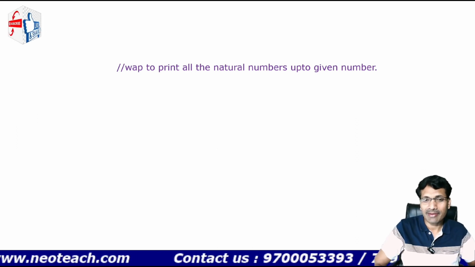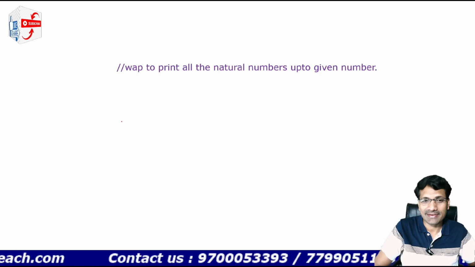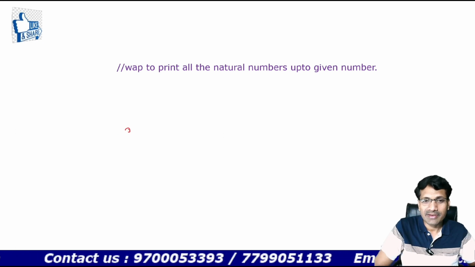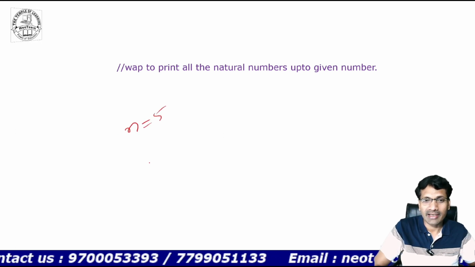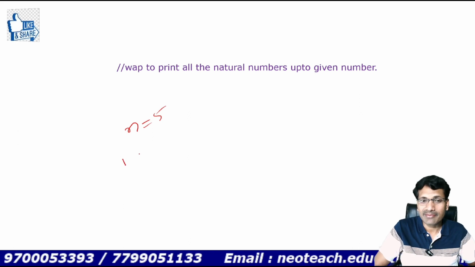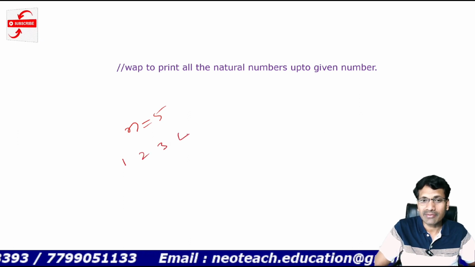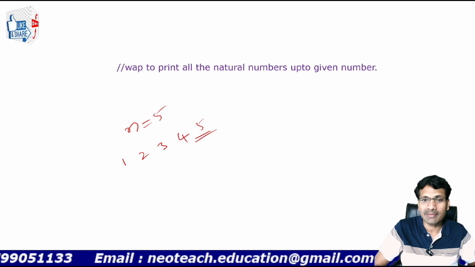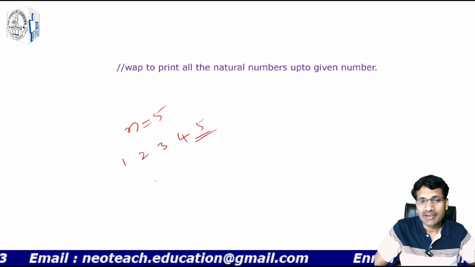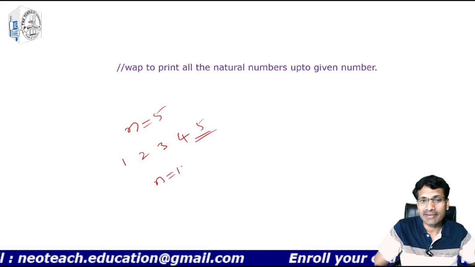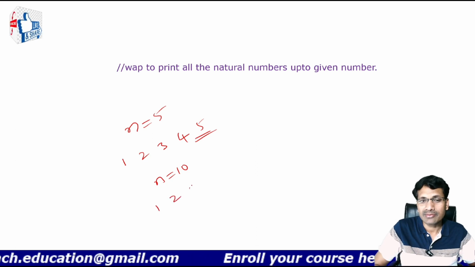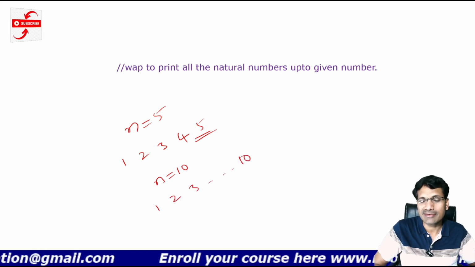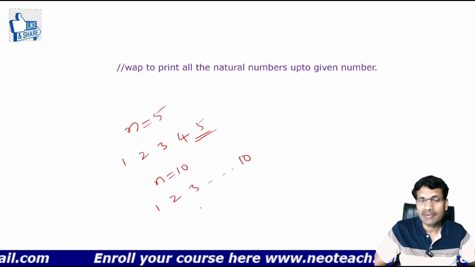So what is this requirement? Just examine this first. Suppose you're given that n is equal to 5, then the natural numbers start from 1. So 1, 2, 3, 4, 5. Till the given number it is going to print. Suppose n value is 10, so 1, 2, 3, dot, dot, dot, till 10 is going to be printed.